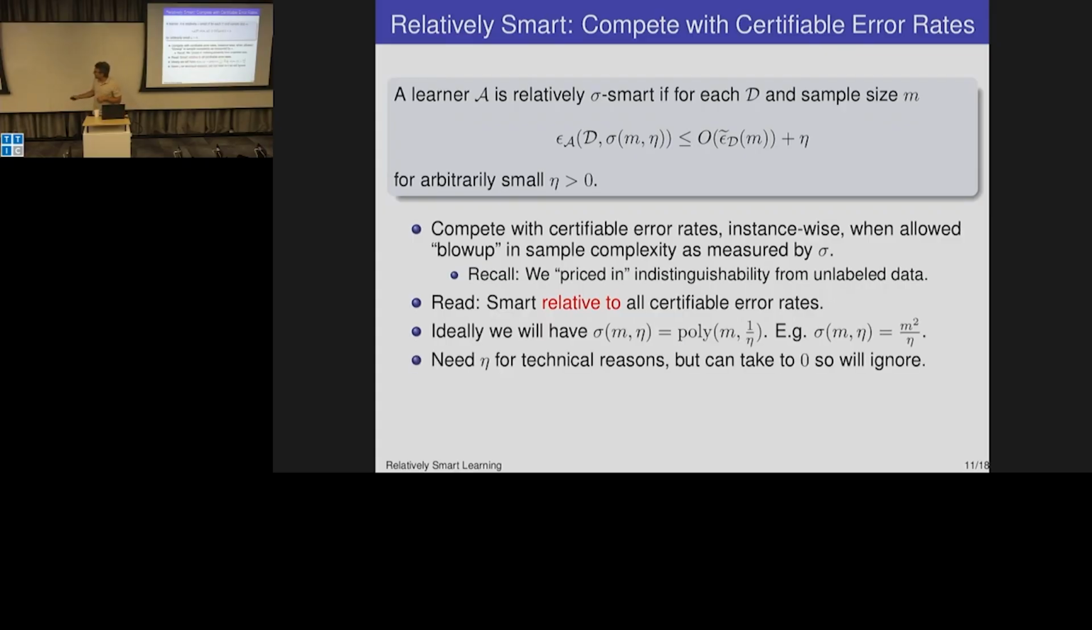Now, ideally, we have sigma being something small, maybe polynomial in m and 1 over eta. What we end up getting is m squared over eta. But this eta is mostly for technical reasons. So if it helps you wrap your head around it, think of there being no dependence on eta and think of it as 0 over here. It's interesting to see if we can actually make it 0, but that's a technical point. Now, just like in smart learning, I can ask this question for distribution families or the distribution free setting. And I'm going to focus first on the distribution free setting.